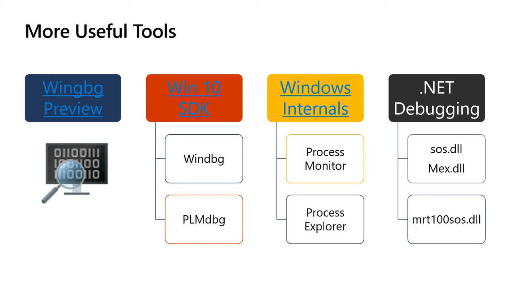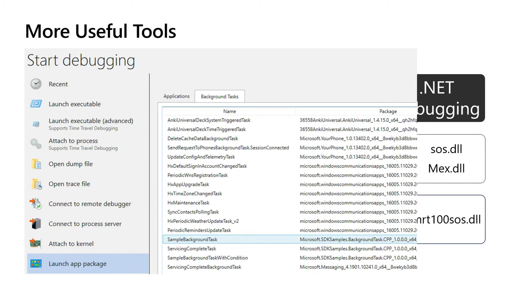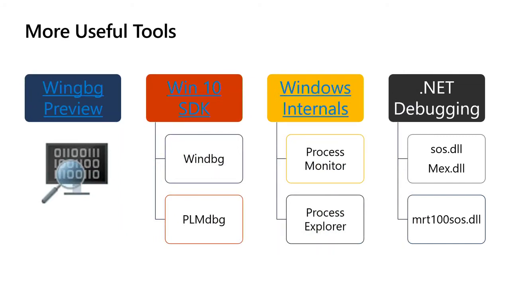Now let's take other useful tools. The WinDbg Preview can be obtained from the Windows Store. It allows us to launch the application directly, and you can also choose the background task directly. This is very convenient if you use WinDbg Preview. Most of the time I use WinDbg and PLMDebug for the complexity issue, because WinDbg is very powerful.